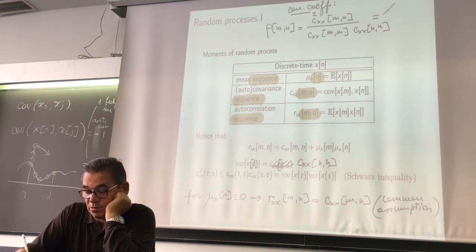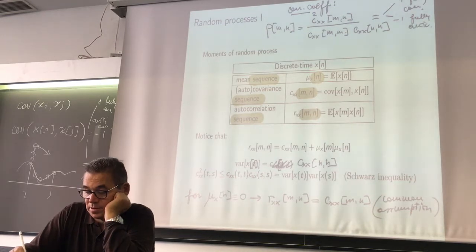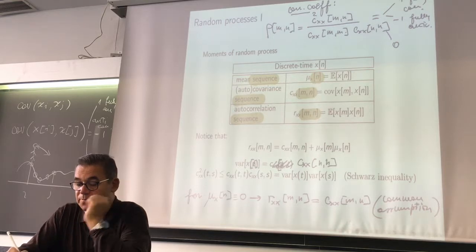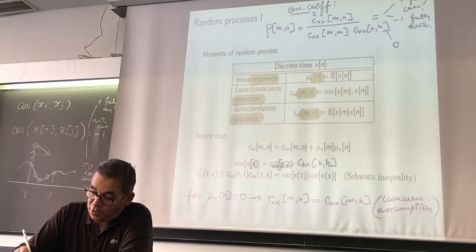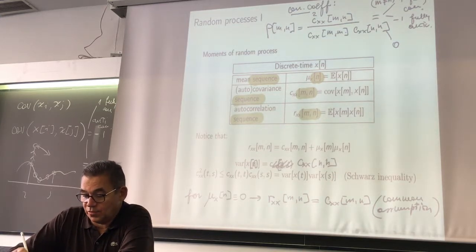And it is equal to 1 when fully correlated. It is equal to minus 1 when fully anticorrelated. And it is equal to 0, of course, everything is for m different from n, and if it is equal to 0, that means they are fully uncorrelated.